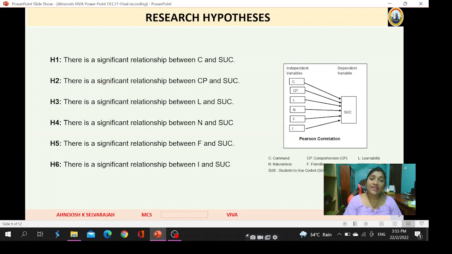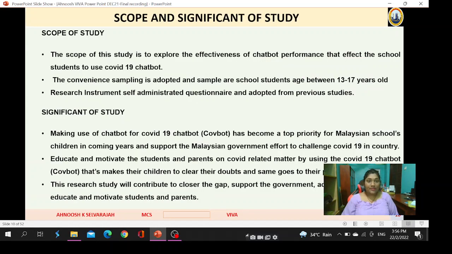The research hypothesis here is basically to measure the independent variables and the dependent variable, and this will help in data analysis and results in chapter 4 later. What this slide is saying is that the independent variables, hypothesis 1 to hypothesis 6, have a significant relationship with student use of the chatbot, which is the dependent variable. The scope of the study is to explore the effectiveness of chatbot performance that affects school students' use of the COVID-19 chatbot.